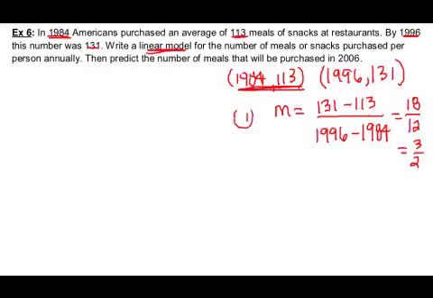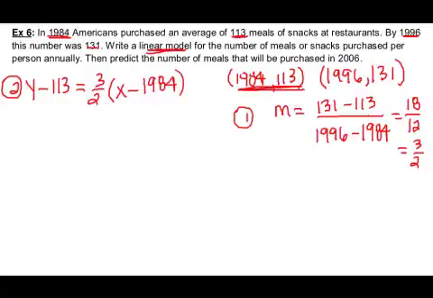So again, this is step 1, finding the slope. Step 2, we're plugging it in. So y minus our y1, again 113 is our y value, equals, our slope is 3/2, and we have x minus our x value, which is 1984. And then again, we want to write this in slope-intercept form. So we're going to distribute.